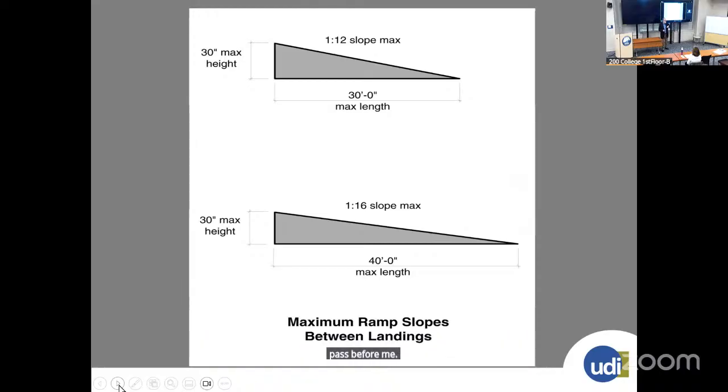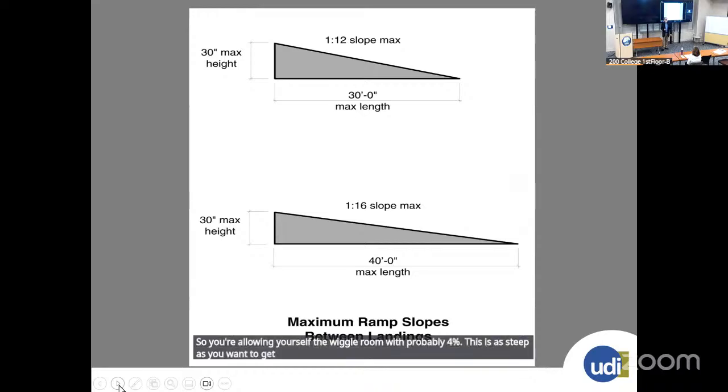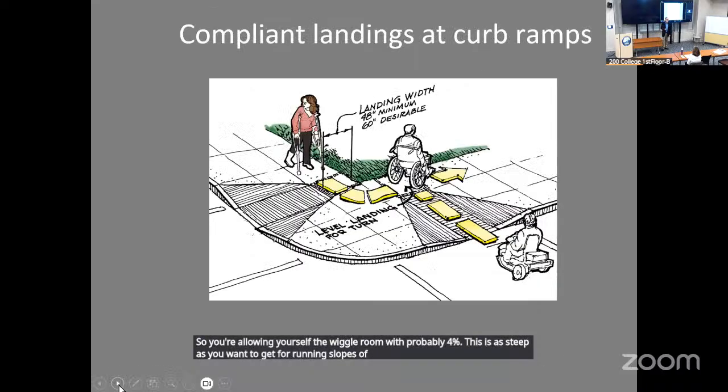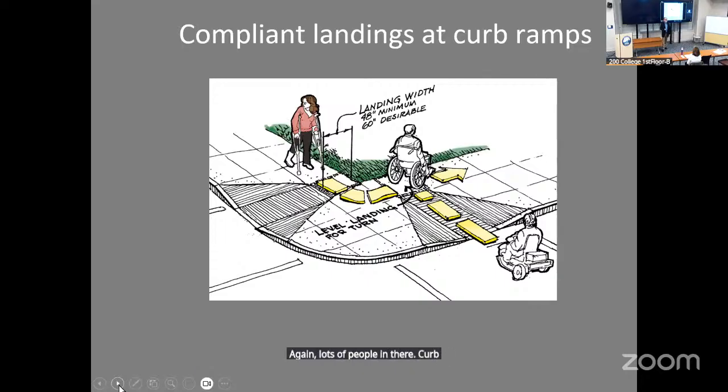1 in 14 is probably as steep as you want to get. So you're allowing yourself some wiggle room, and probably 4% is as steep as you want to get for running slopes of pathways. Again, lots of detail in there. Curb cuts are challenging to get right on sites that are also challenging.